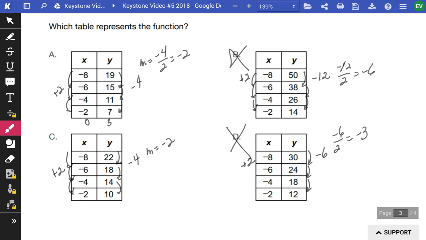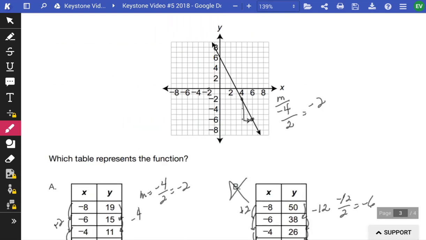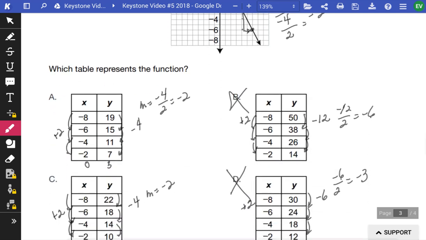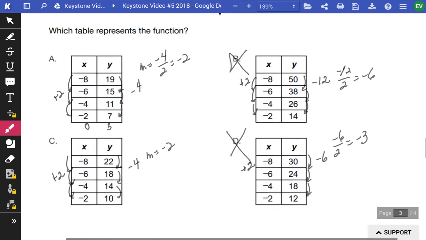We want to look for some points on here. So -2, 7, if we graph that, -2, 7 is right here. That's not even on our line, so A is probably not on our graph. As you can see, I added a point here. I added 0, 3, because I subtracted 4 from our y, and I added 2 to our x. So my next point would be 0, 3. 0, 3 is also not on our line, so A is not the correct answer.